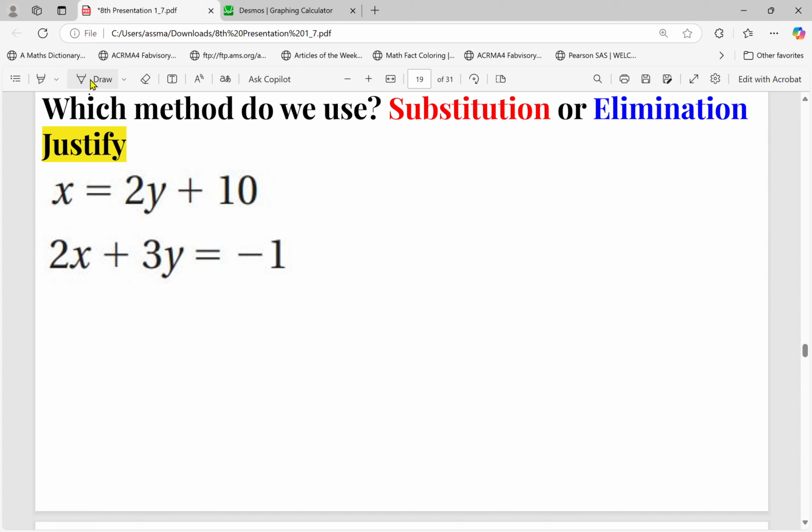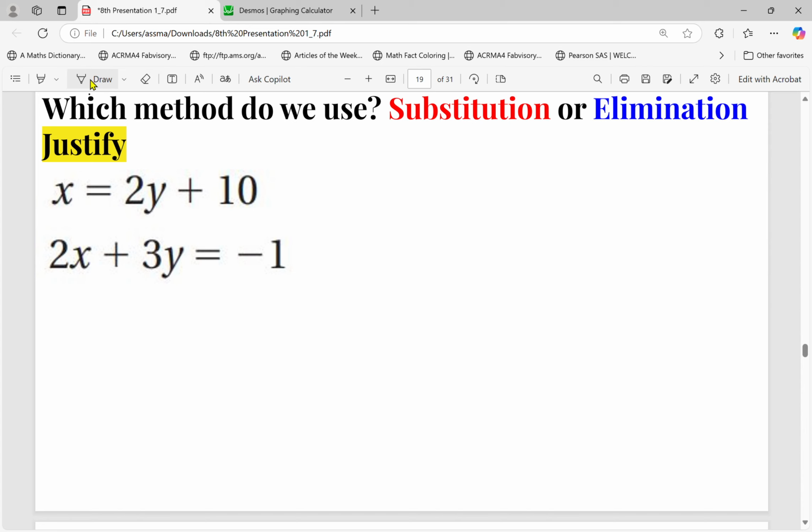So again, the whole point of these videos is just to see which method would be the fastest to do, that way you're able to solve a system of linear equations. So again, you have a choice. You could use either substitution or elimination method.